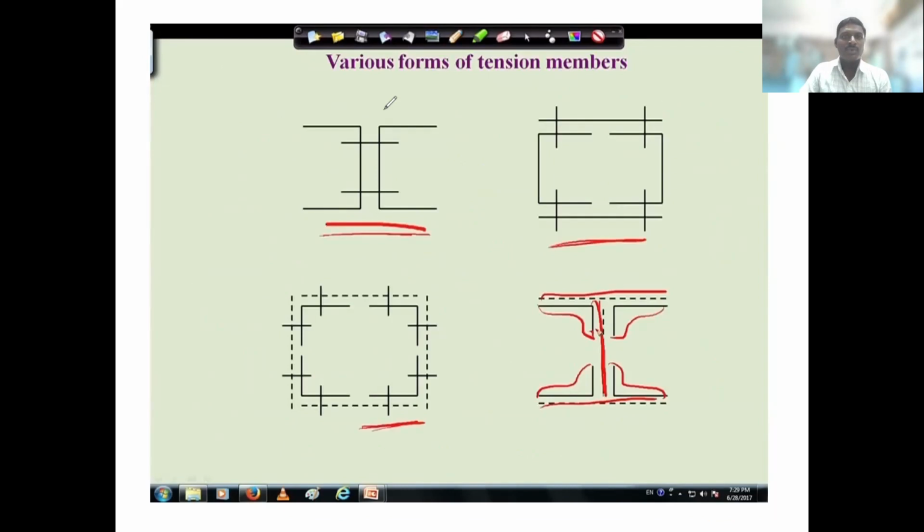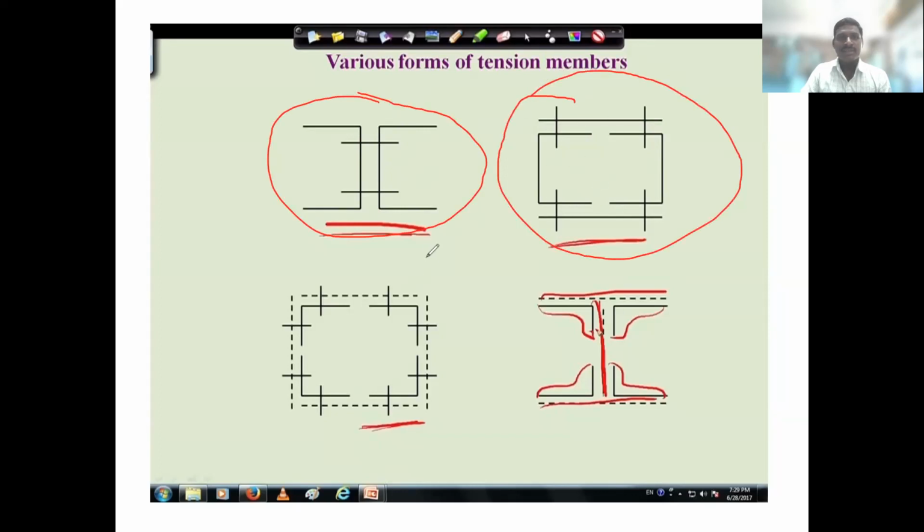So here 2 channel sections we can use as a built up. Here 2 channels in this way. Here 4 angles, 1, 2, 3, and 4 angles we can use as a built up. Or here this way we can use the angles. So these are the various forms we can provide, and we can use this particular tension member where the requirement is there.